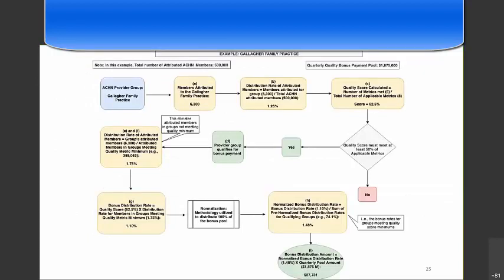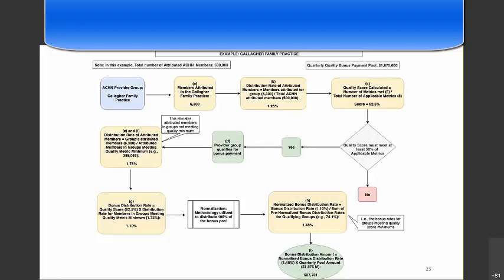Now, we're going to walk through a step-by-step example using a hypothetical provider group, Gallagher Family Practice. There are 2 assumptions that will underlie every step in this scenario. The agency is estimating approximately 500,000 attributed members statewide. This number will not be known for certain until the end of September and will be officially distributed during the month of October, and attribution will be formally awarded in November. Also, this scenario assumes a quarterly bonus payment for quality of $1.875 million.